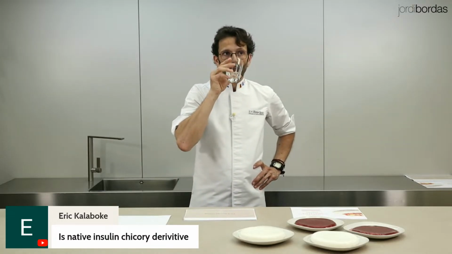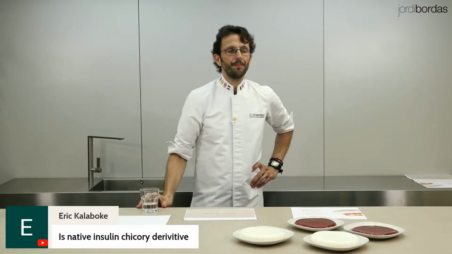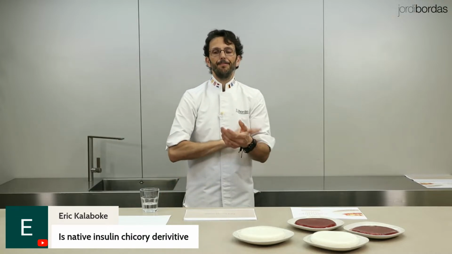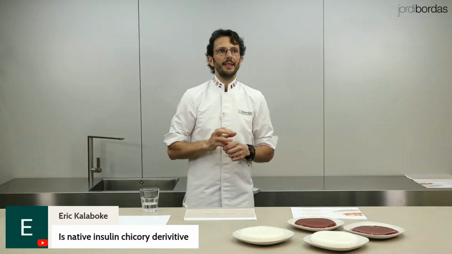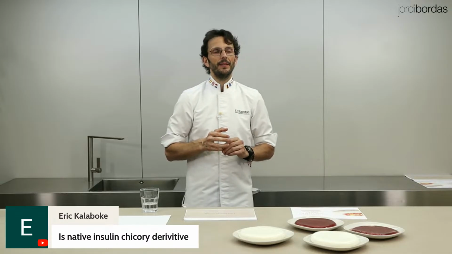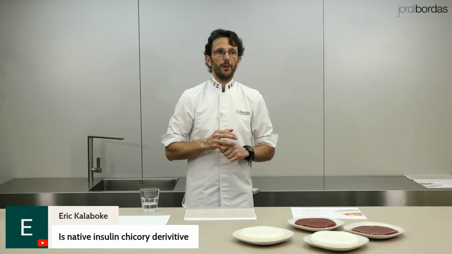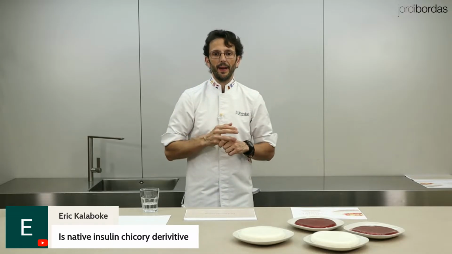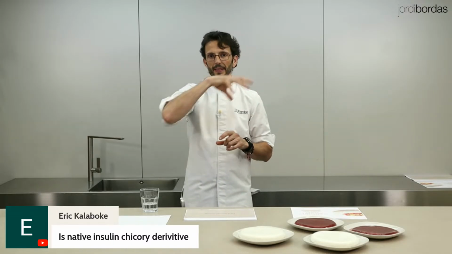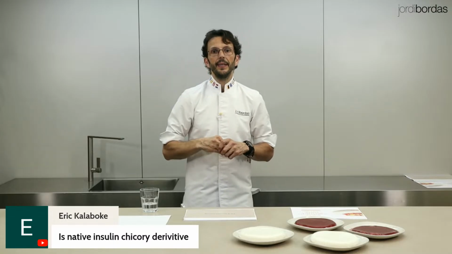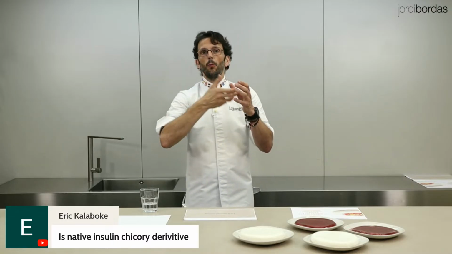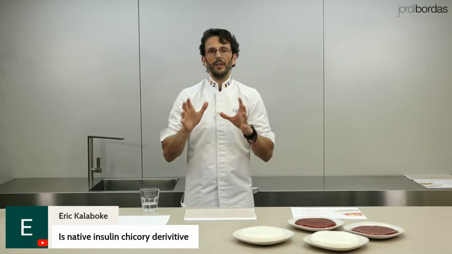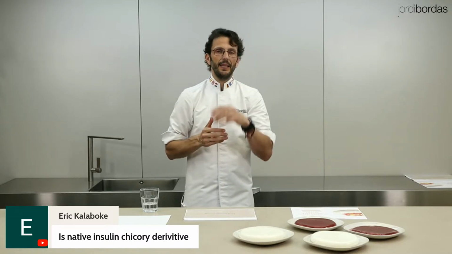Inulin is made from chicory, a derivative. Native inulin is from the chicory root, yes, and it's produced mainly in Central Europe, in the Netherlands, Belgium, France, all these countries, they produce chicory, and from the chicory roots, we extract the fiber. Chicory roots have more than 20% of fiber that is native inulin.